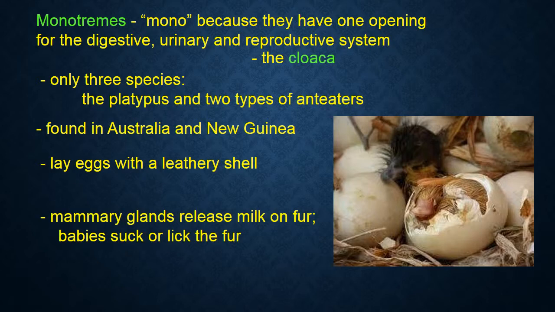So normally when we think of mammary glands, we think of babies latching directly onto the nipple and drinking milk, but monotremes are a little different. Their mammary glands release milk onto the fur, and then the babies either suck or lick the fur instead of directly on the nipple. Very different.